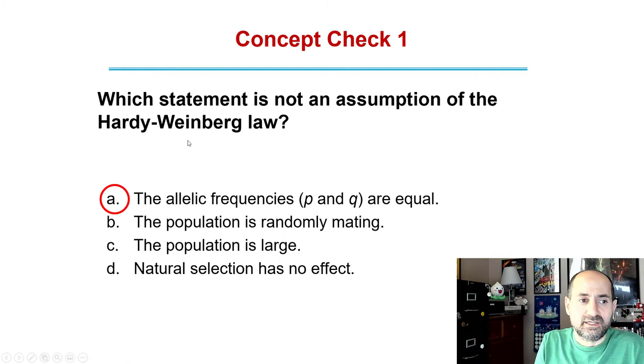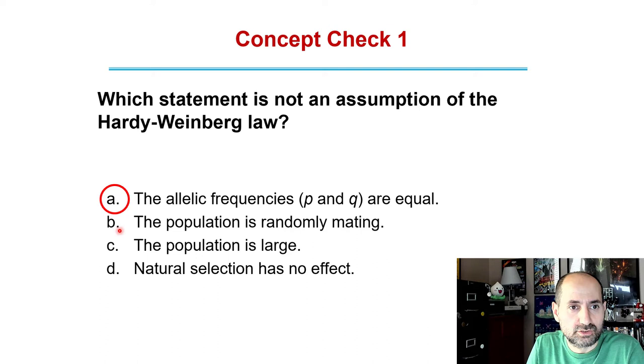Why? Because the rest of these should be true. The population is randomly mating. Remember, there's no selective mating. The population is large. Yes, you have to make sure the population is large. Otherwise, the Hardy-Weinberg law does not apply and you're not going to reach equilibrium. And natural selection has no effect. That's right. You want natural selection to not have an effect. You don't want some predator coming in and gobbling up all of a certain type of individual in the population.